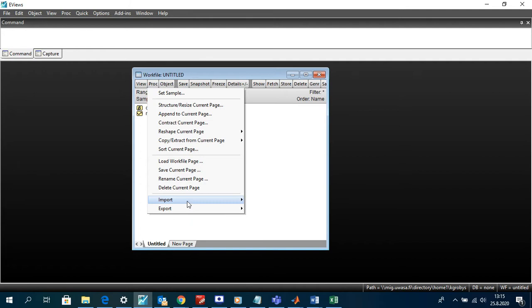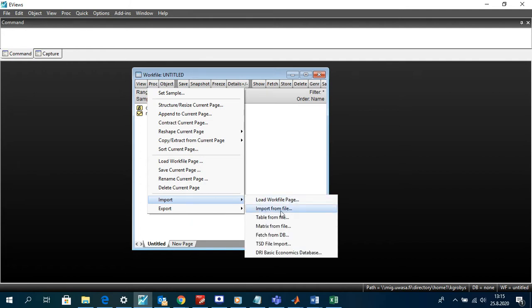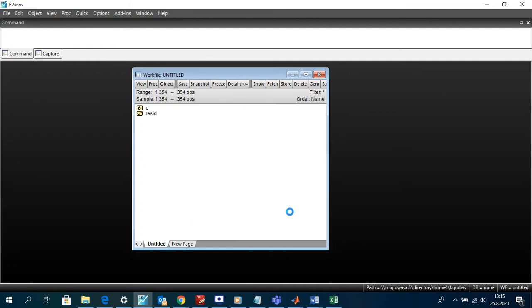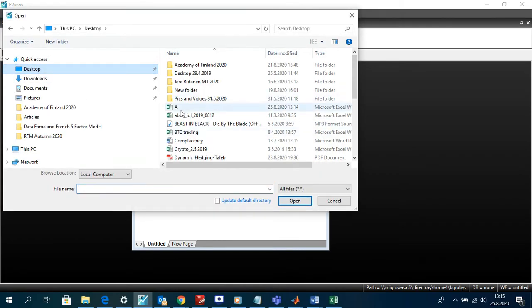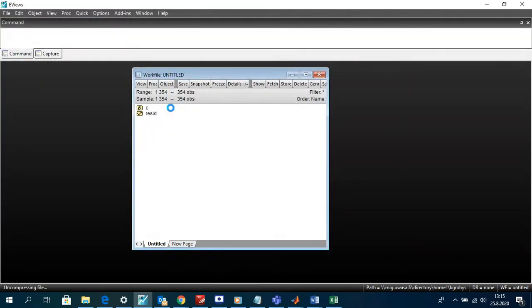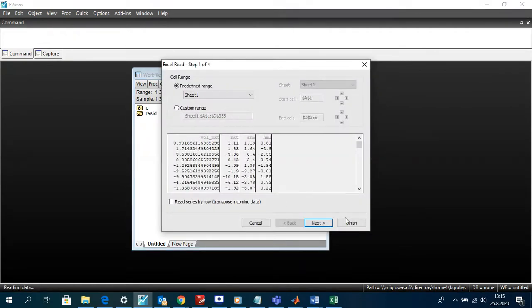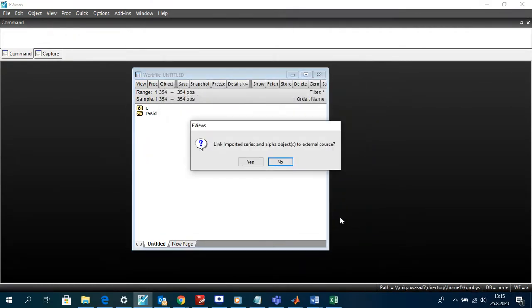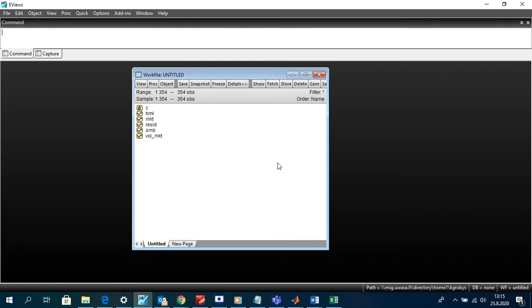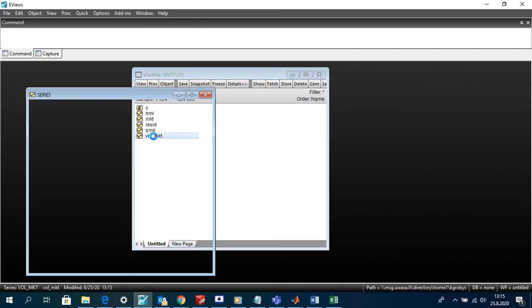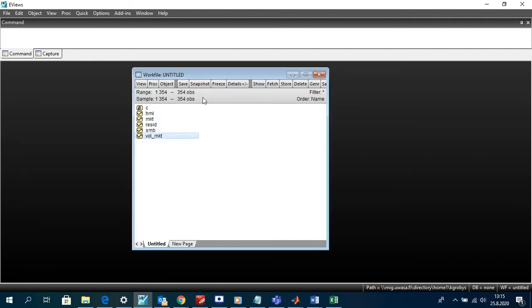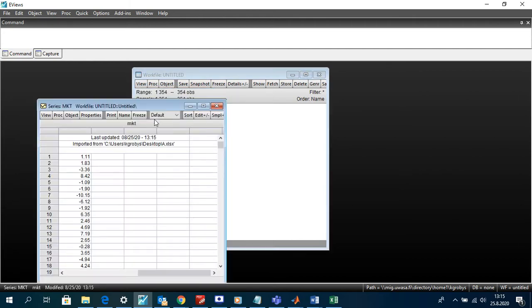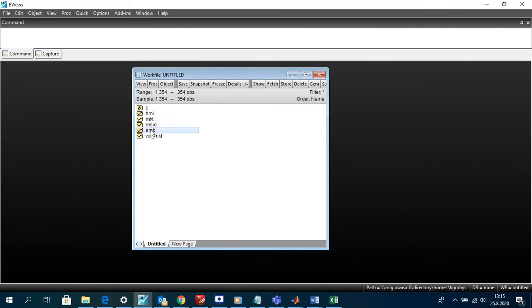Then we go on Proc, Import from file, and we know we have it on the desktop. We know it's Excel sheet A. We just go on Finish. And what we see is that we get our vectors: the volatility-managed market factor, the standard market factor, the size factor, and the HML factor, the value factor.